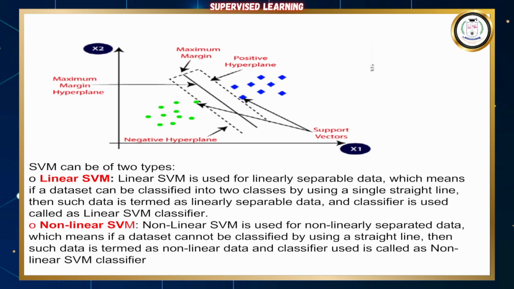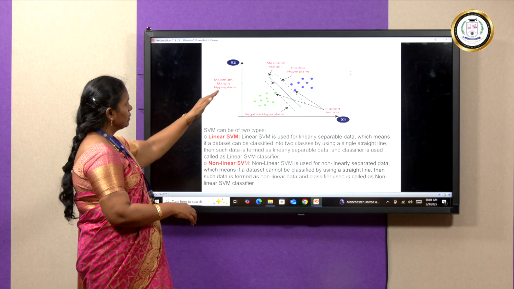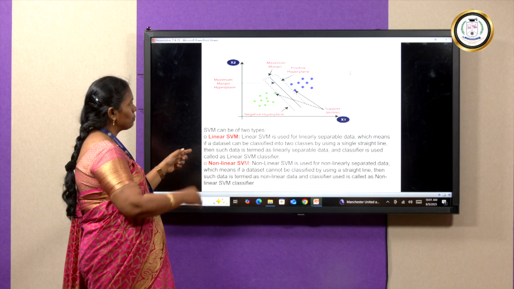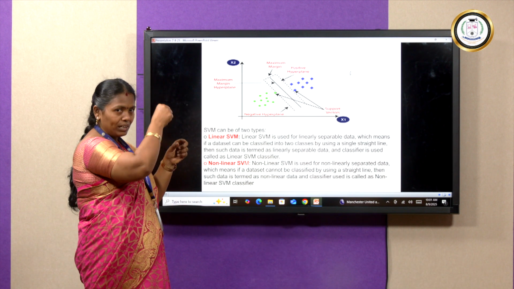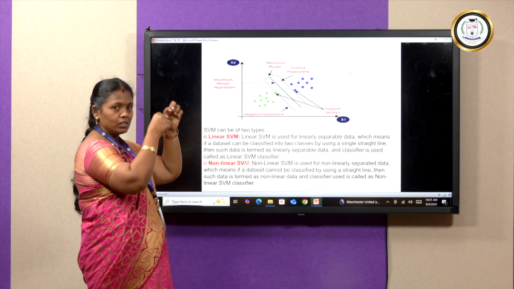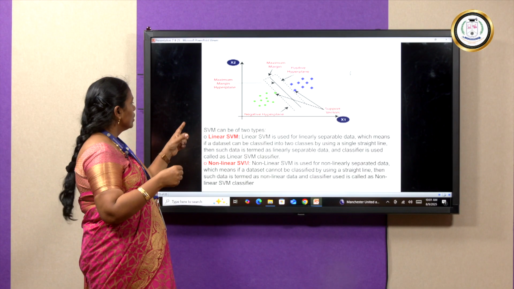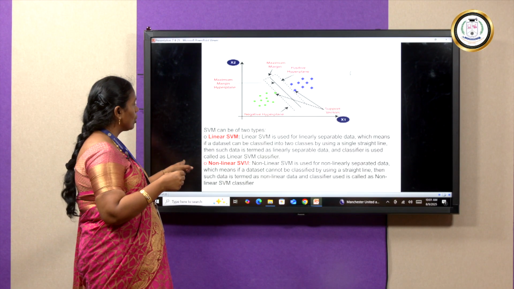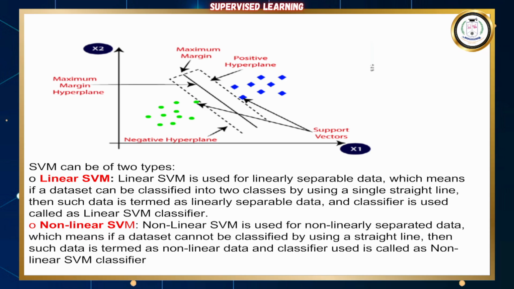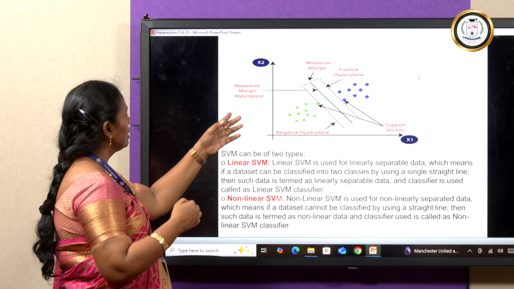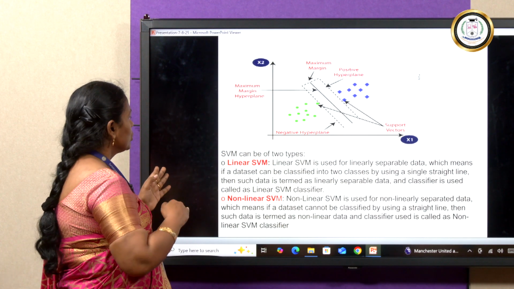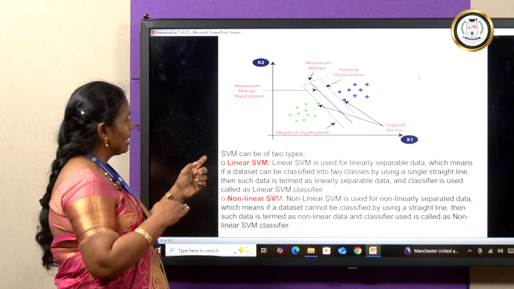See this diagram, it will be clearer. We are checking with the maximum margin hyperplane, with a positive hyperplane on this side and a negative hyperplane on the other. This solid line is my maximum margin linear classifier. So here I am saying there is linear SVM and non-linear SVM. Linear SVM is used when the data is linearly separable, which means the data set can be classified into two classes by using a single straight line. Such data is linearly separable, positive or negative, and we call this a linear classifier.